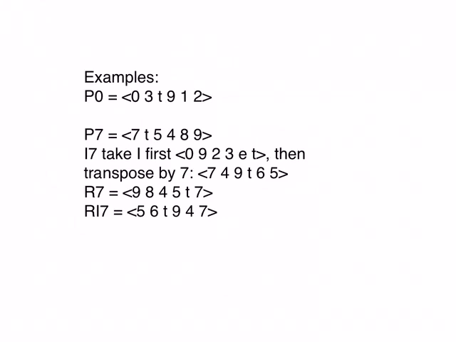And I typed that incorrectly. No, 7, 10, 5, 4, 8, 9. That's right. And then the RI form takes this inversion form and reverses it.